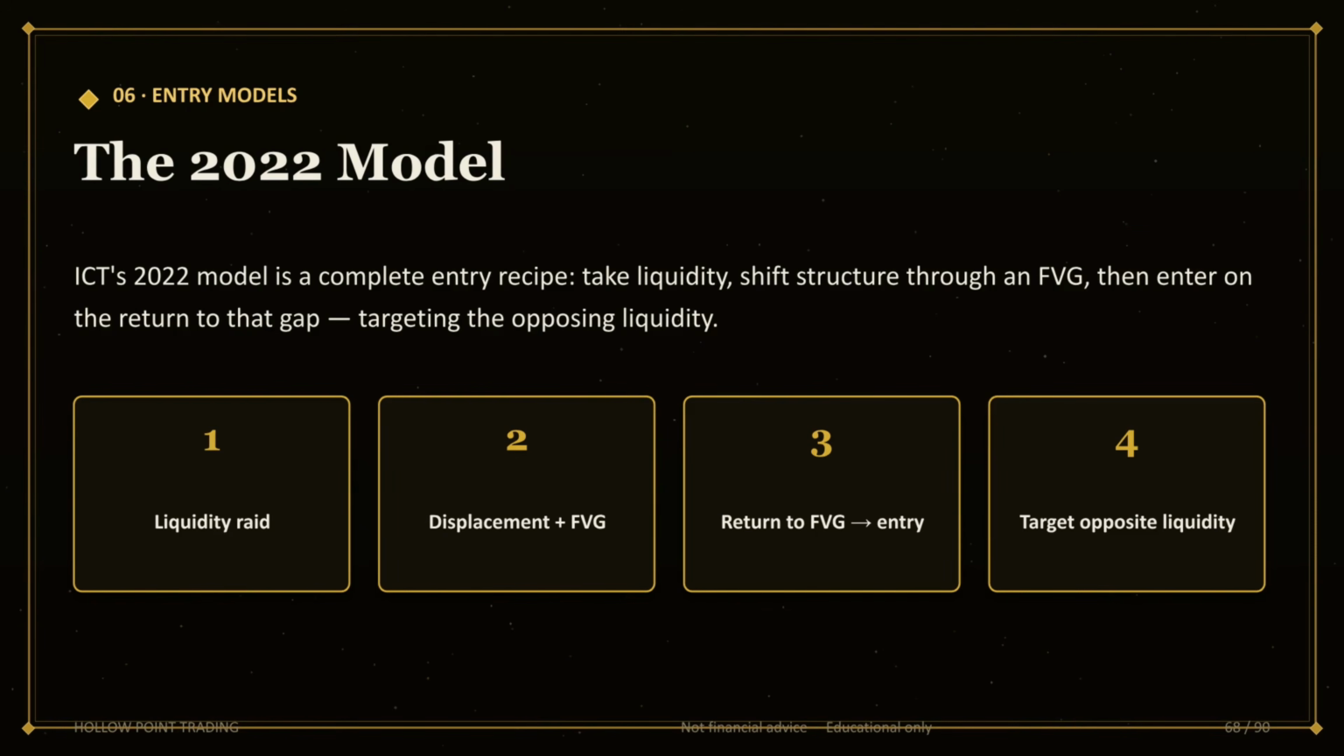The 2022 model is a structured approach. Raid liquidity. Look for displacement that creates an FVG, enter on the return to that gap, and target the opposite liquidity pool.